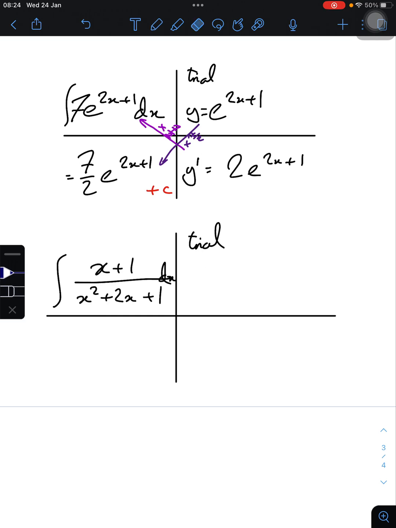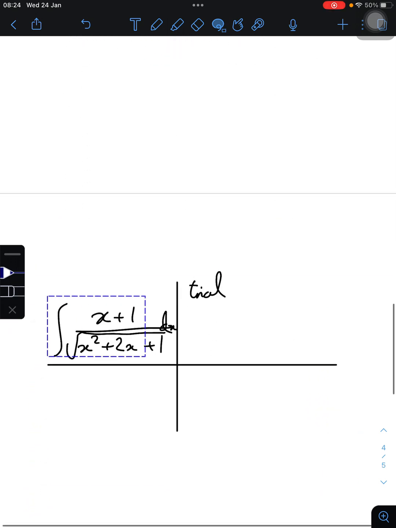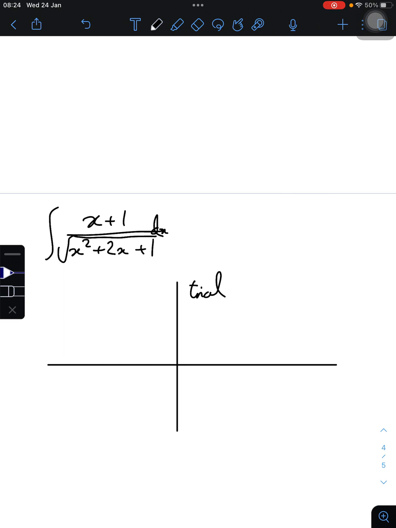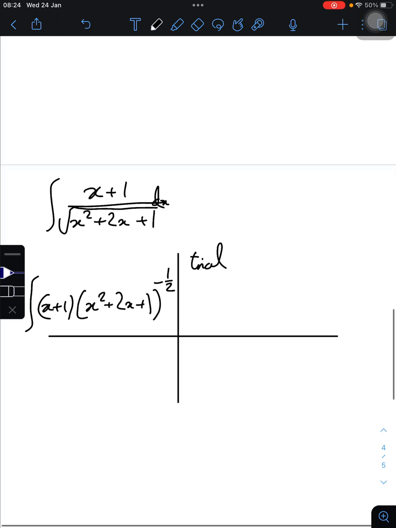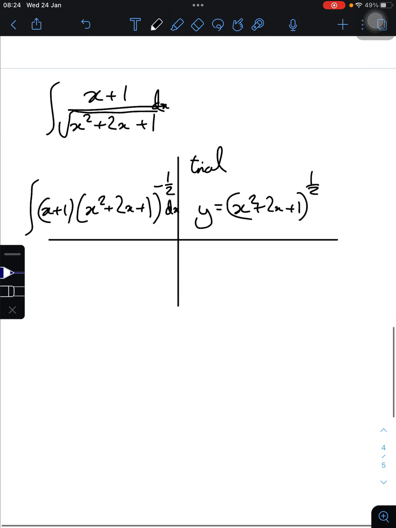What if we actually gave it a square root, because those are really common. If we gave it a square root then, well, first of all, we need to get it into a format that will work for this. So, let's give myself some space. So if we were trying to integrate the square root, well, by our power rules, that's the same as integrating x plus 1 and x squared plus 2x plus 1 to the power of negative a half. So our trial would be negative a half plus 1. So y equals x squared plus 2x plus 1 to the power of, adding 1 to the power, a half.